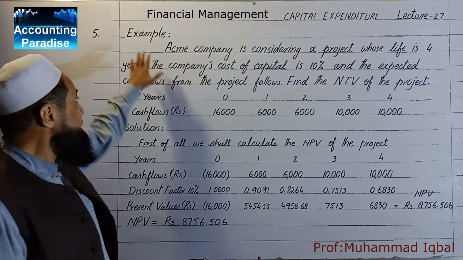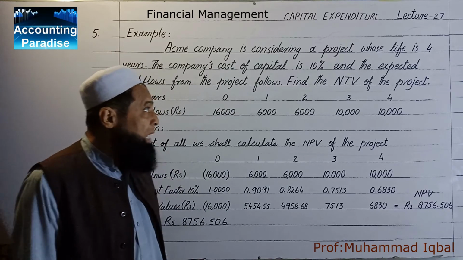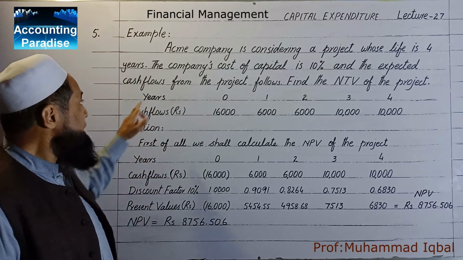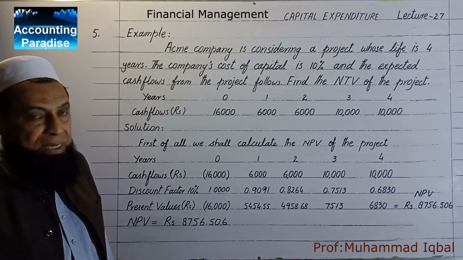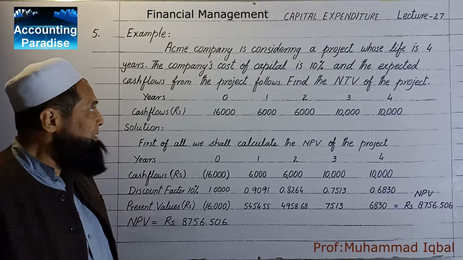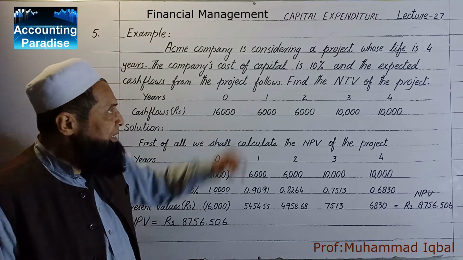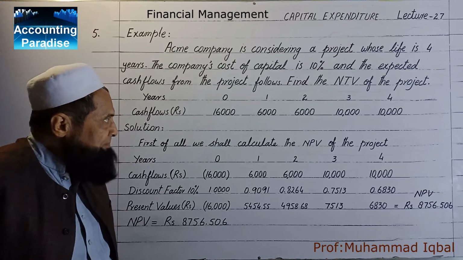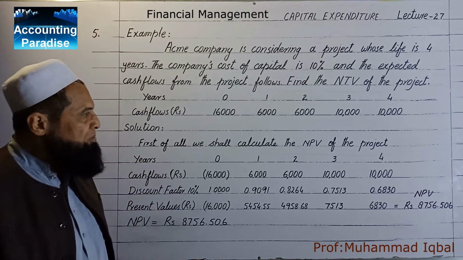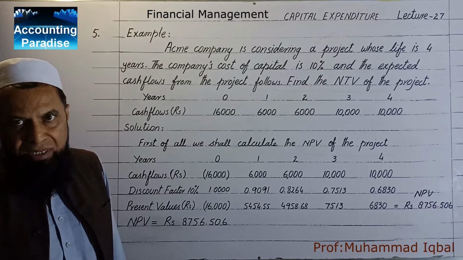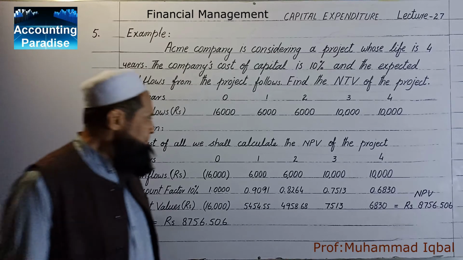Here is an example. Acme company is considering a project whose life is 4 years. The company's cost of capital is 10% and the expected cash flows from the project follow. Find the net terminal value of the project. Solution. First of all, we shall calculate the net present value of the project to have a complete understanding of the method.